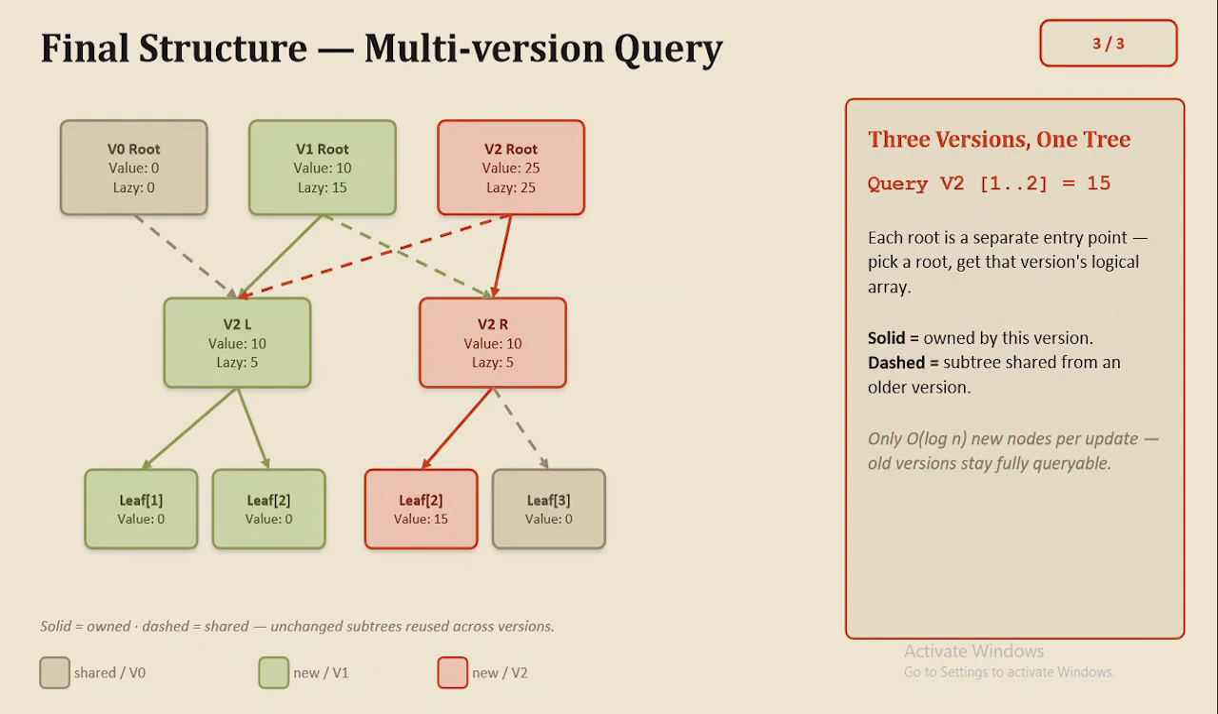Now we'll talk about the multi-version query. In this we can see three independent version roots, all pointing into the same underlying tree. Version 0, version 1 and version 2 each have their own root. Solid nodes are owned by that version. Dashed nodes are shared from older versions. Each update costs only log n new nodes, and every old version remains fully queryable. Just pick its root and traverse.